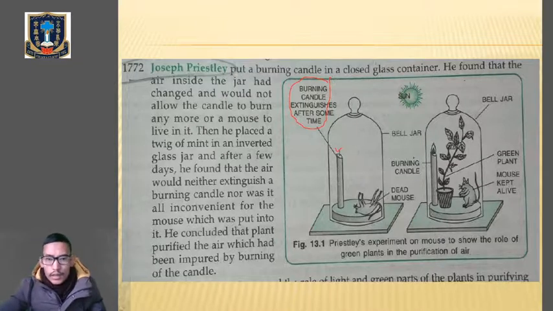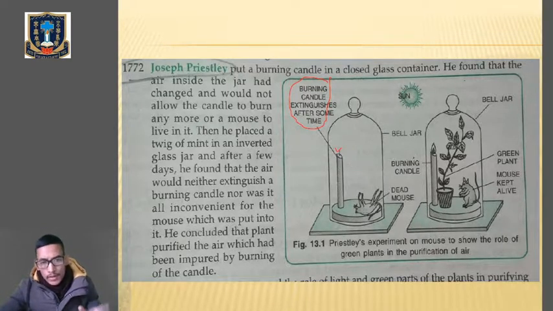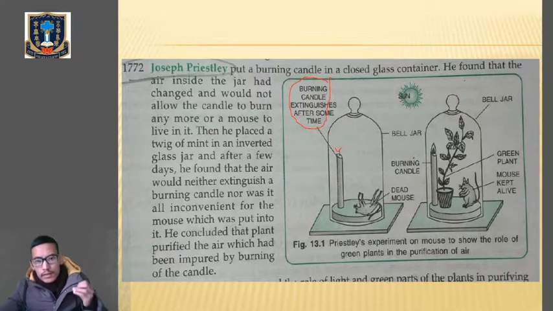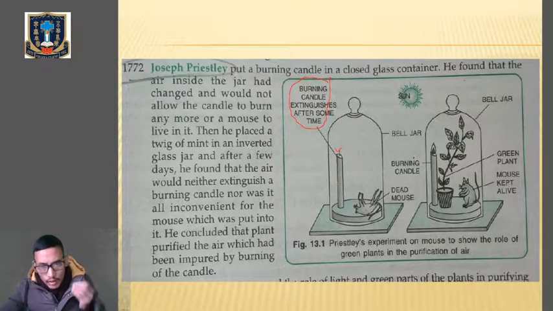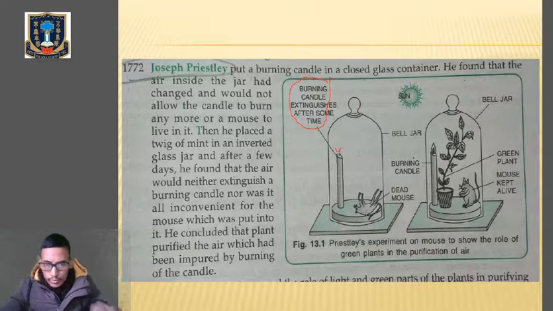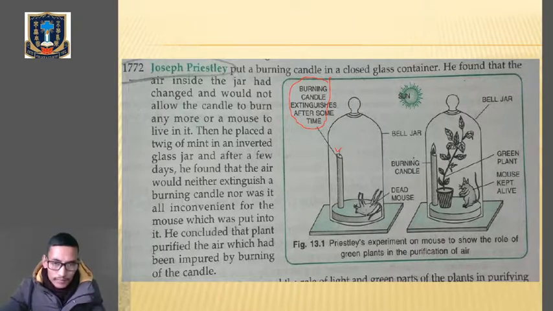That means in a closed glass container, Joseph Priestley put a burning candle and he placed a mouse. When the candle was burning inside the glass container, it changed the quality of the air inside the glass container, and it did not allow the candle to burn continuously, and the mouse placed inside that glass container also died. Clear?